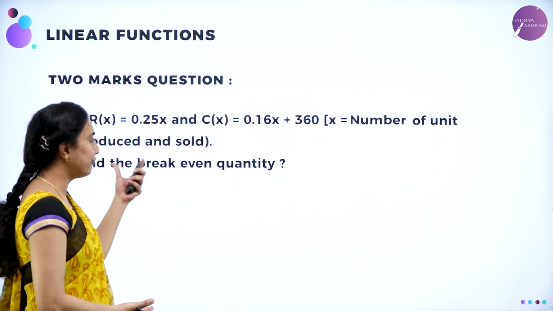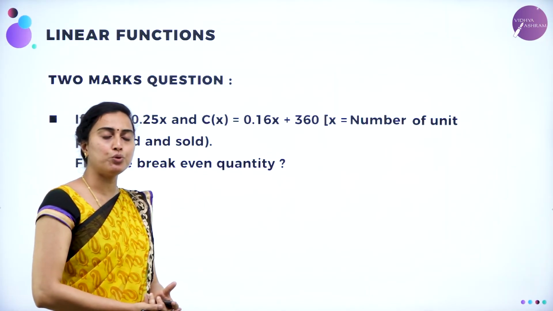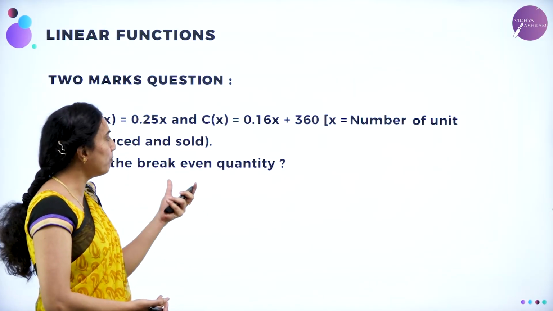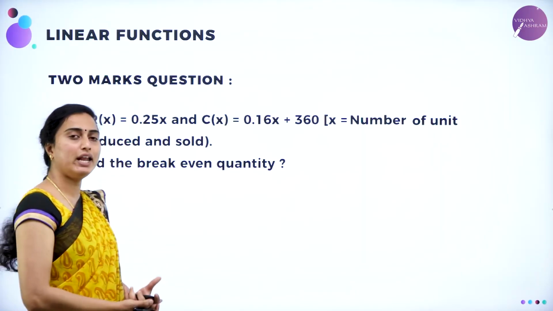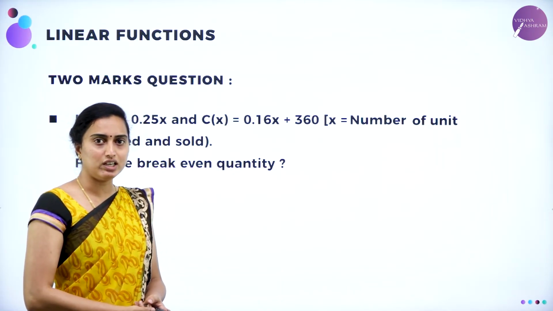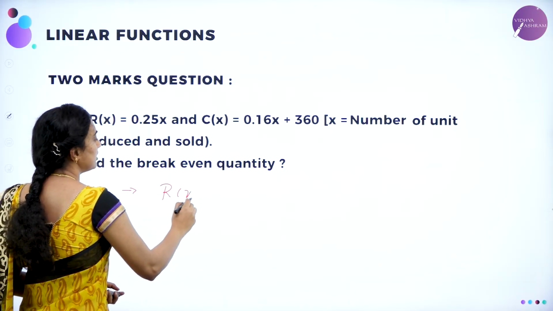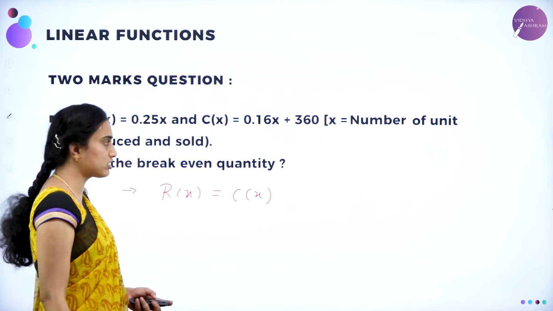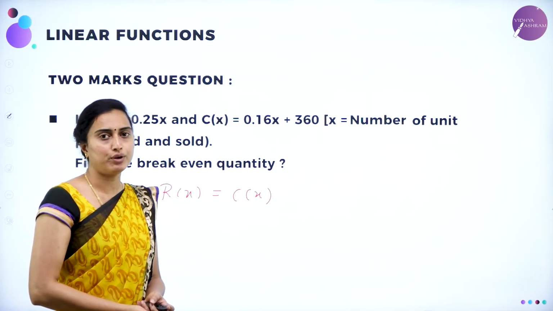What they've asked: if R of x is equal to 0.25x and C of x is equal to 0.16x plus 360, where x denotes the number of units produced and sold. Here they've asked you to find out the break-even quantity. That means break-even point. What is the break-even point condition? Yes, whenever R of x is equal to C of x. That means equate R of x and C of x.